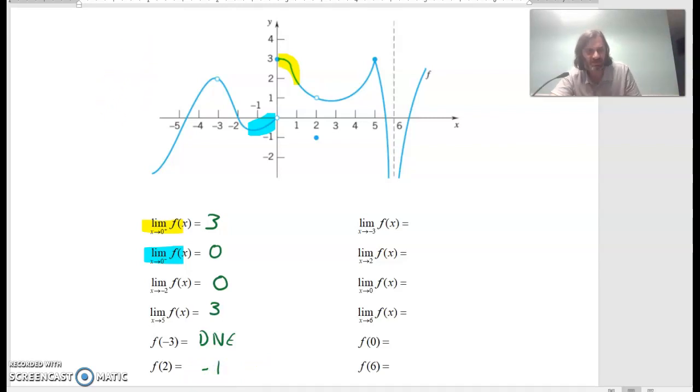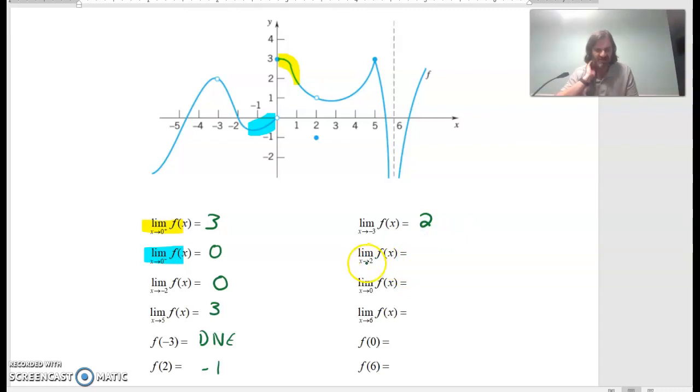Next thing here, limit as x approaches -3. That's a two-sided limit, so I come over to -3. There's a hole at -3, but when I come at it from the left, it looks like 2. Come at it from the right, it looks like 2. It might be a little bit more than 2. I'm just going to go with 2.